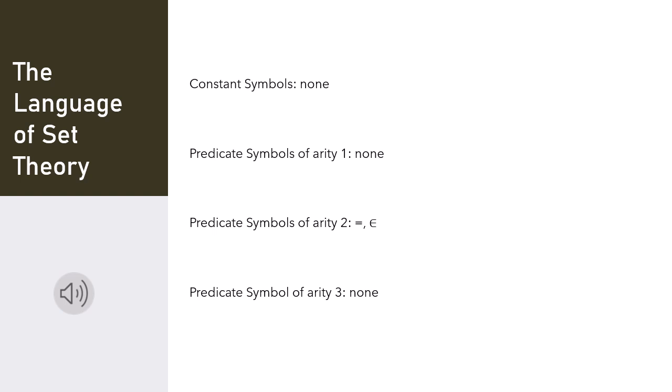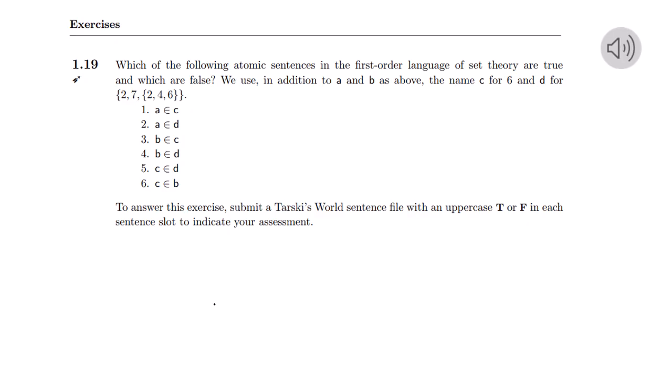And it'll require you to have some knowledge of sort of naive set theory, so that you've already seen a bit of set theory. But I'll talk in a little bit more detail about how to solve that one in the next slide. Okay, so here's the exercise 1.19 from the textbook that asks you to determine if some atomic sentences in the first-order language of set theory are either true or false.